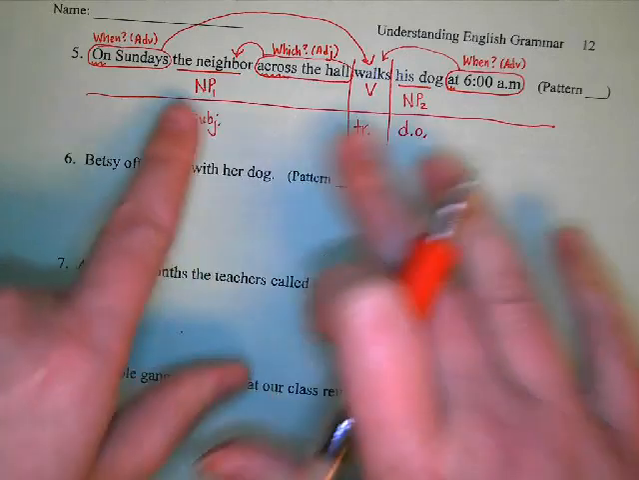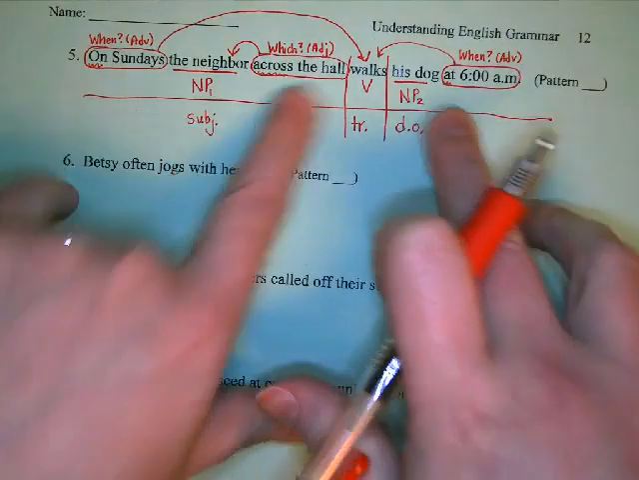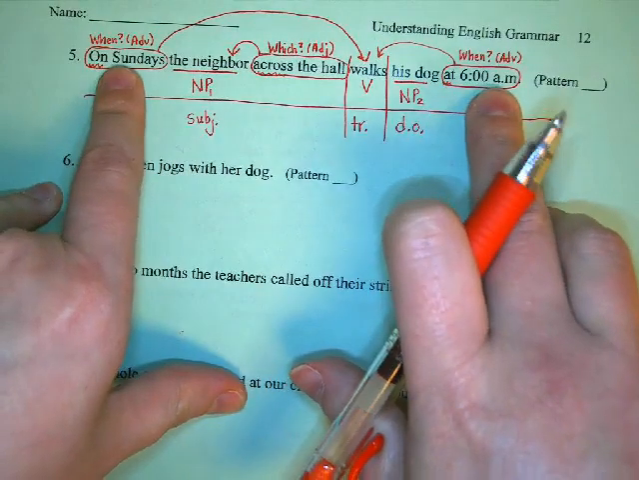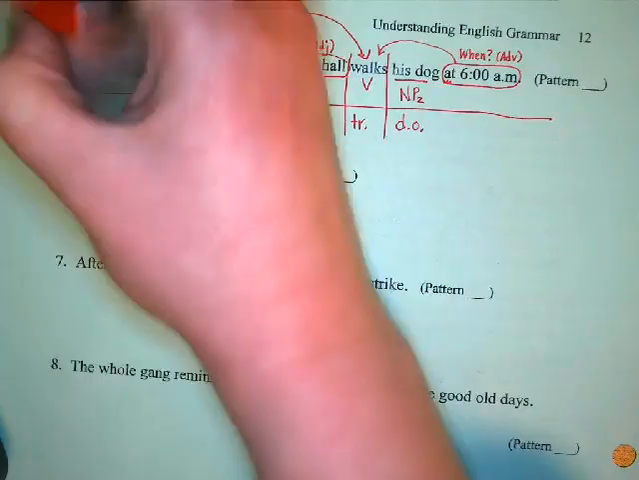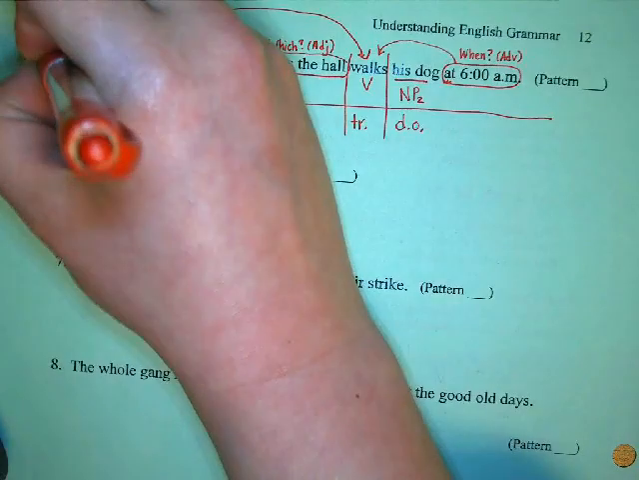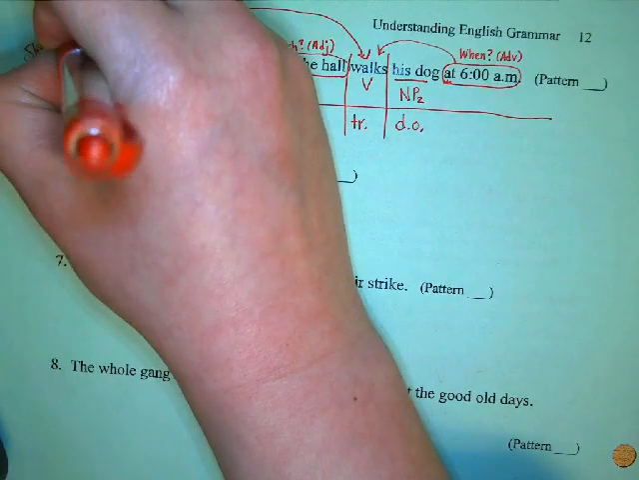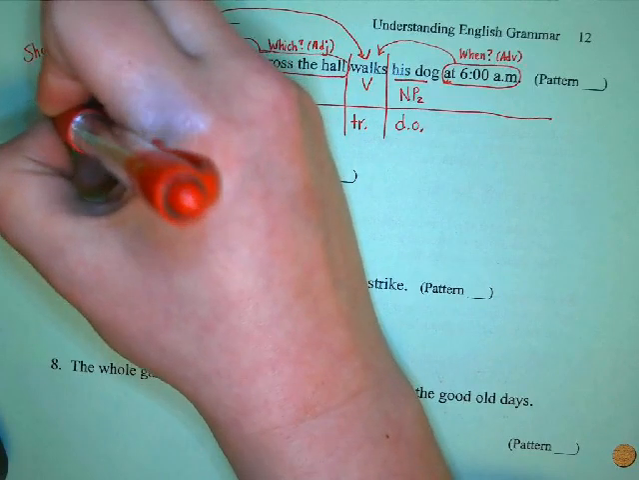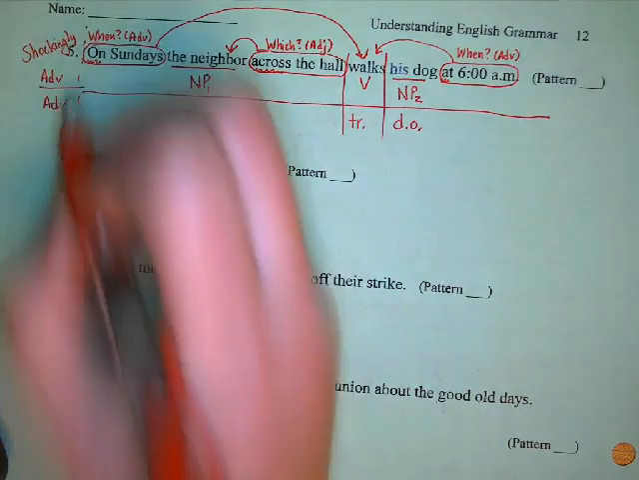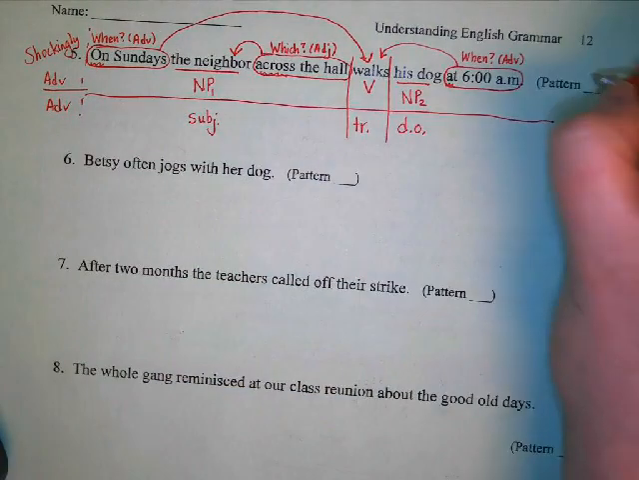So it doesn't change the pattern of the sentence no matter how many little adjective and adverb prepositional phrases or even single word adverbs you add to your sentence. You could have, like, shockingly, if you're not a morning person, right? And then that would just be an adverb, right? And it wouldn't change the pattern of the sentence. So this is a pattern 7.